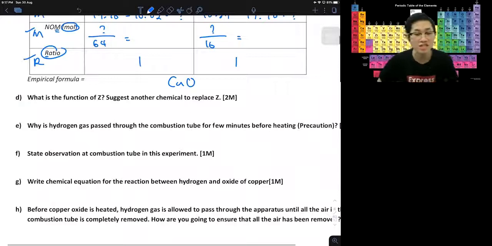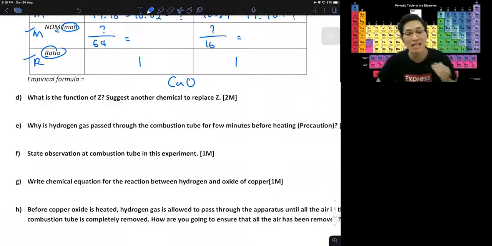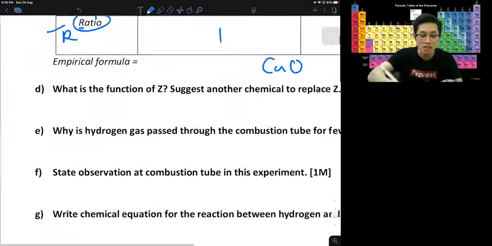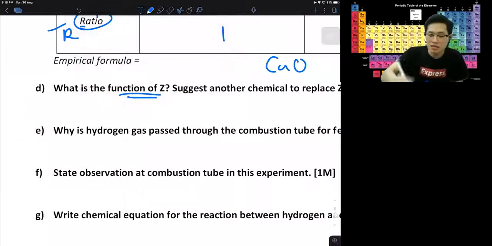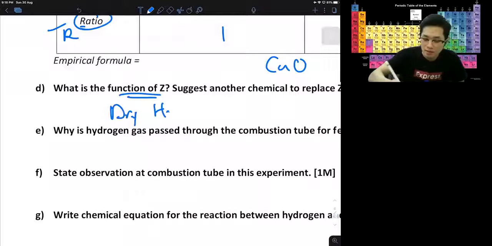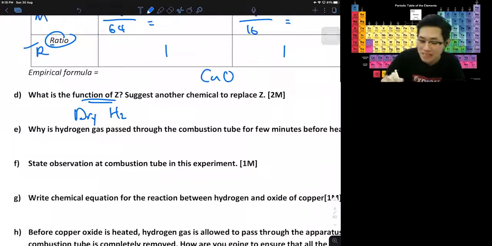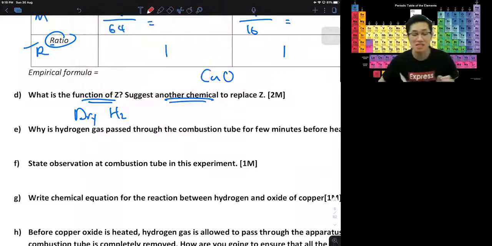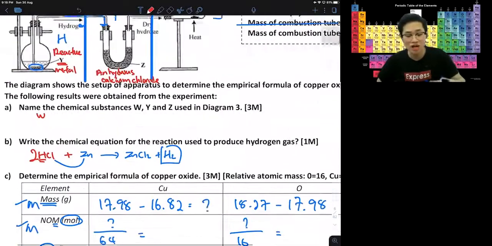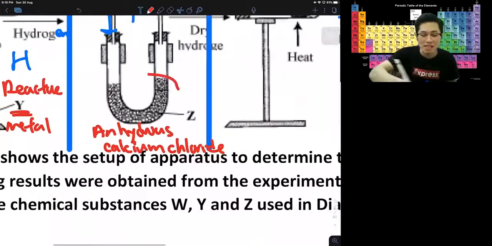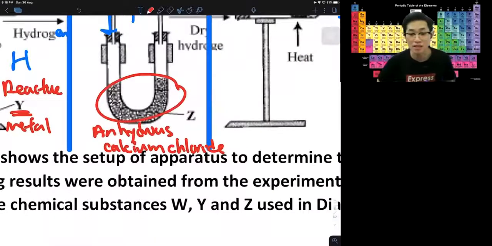What is the function of Z, and then suggest another chemical to replace it? So as we mentioned, in the middle part, the substance Z is actually to dry the hydrogen gas. What is another chemical to replace it? Can anyone give me the answer? What is another drying agent that can be used to replace the anhydrous calcium chloride here? Anyone?